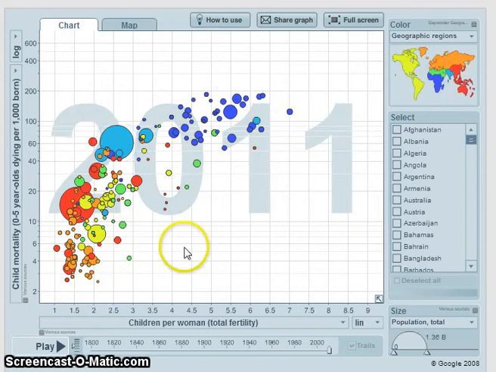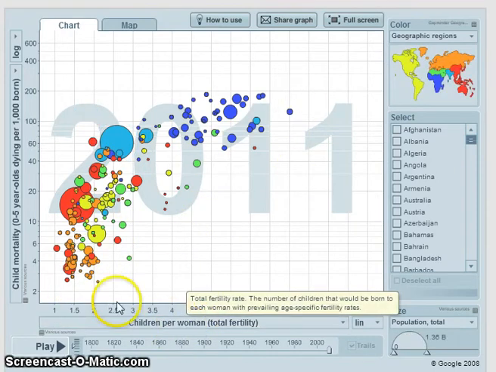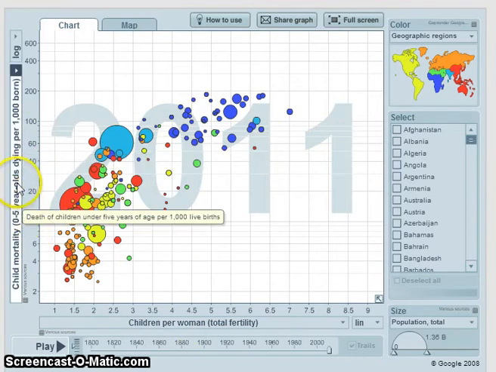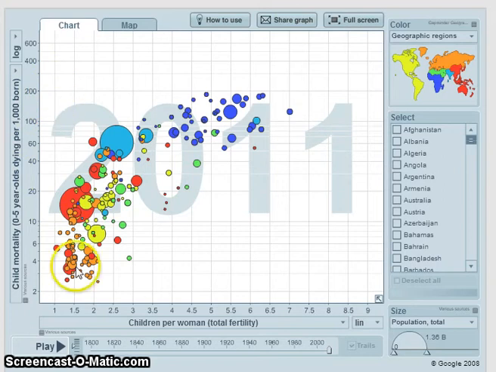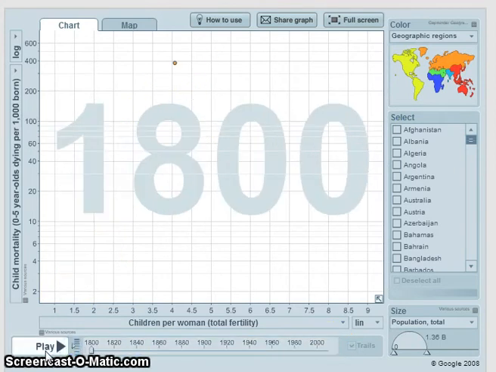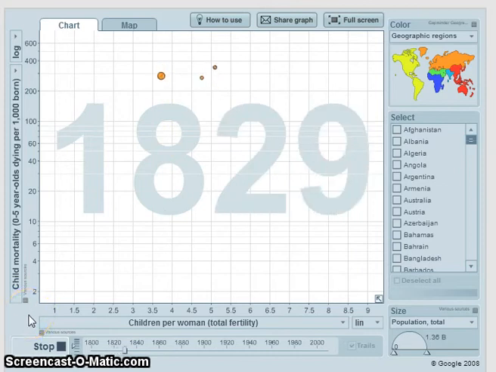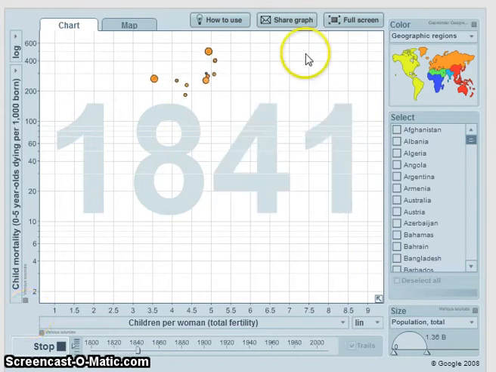My Gapminder presentation is comparing the number of children per woman to the child mortality rate of 0 to 5-year-olds dying per 1,000 born. And as you can see here, there's a rather parabolic, almost graph to this. And as we look at it over time, of course we start out with Sweden because that seems to be the popular choice to start out with most graphs.